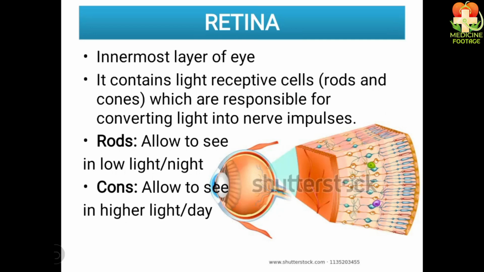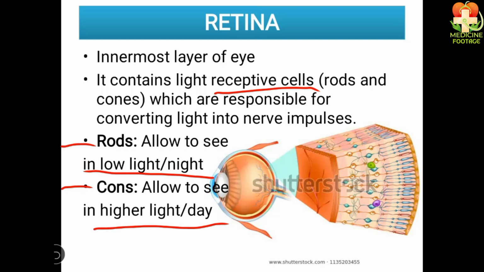Another thing I want to tell here is that the receptor cells in the retina are of 2 types, rods and cones. The rods help us see at night and in darkness. The cones help us see in daylight and bright light.